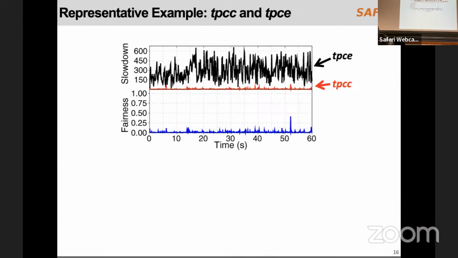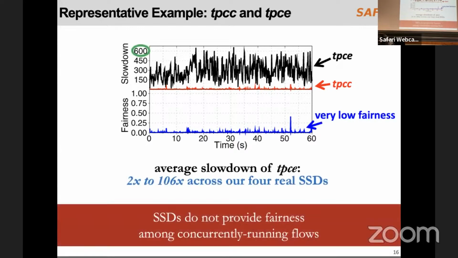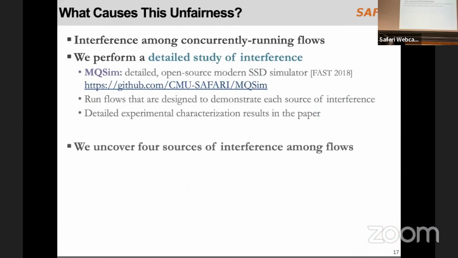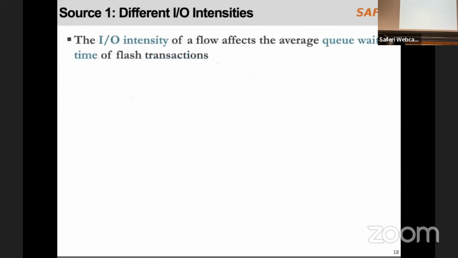We observed that when we run these two applications together on real SSDs, TPCC doesn't really get affected much, but TPCE experiences a lot of slowdown. That shows we have unfair execution across these two applications. So we wanted to see the reasons that cause this unfairness. This was the part where we left off.